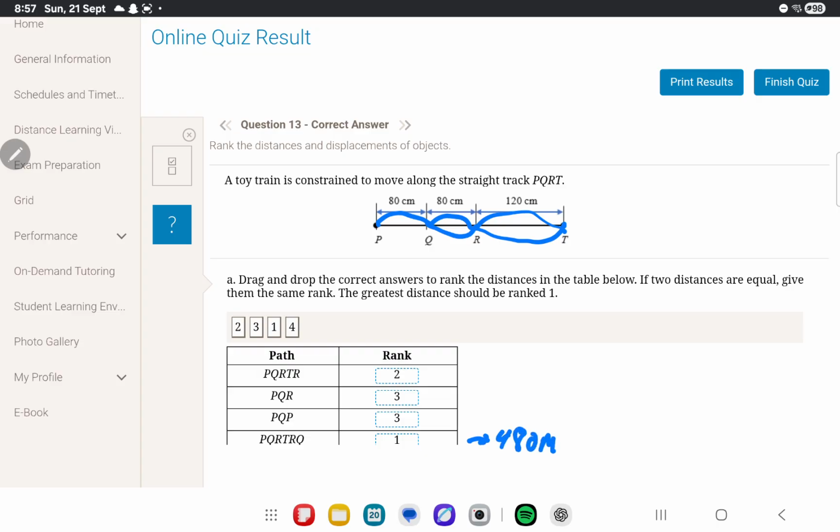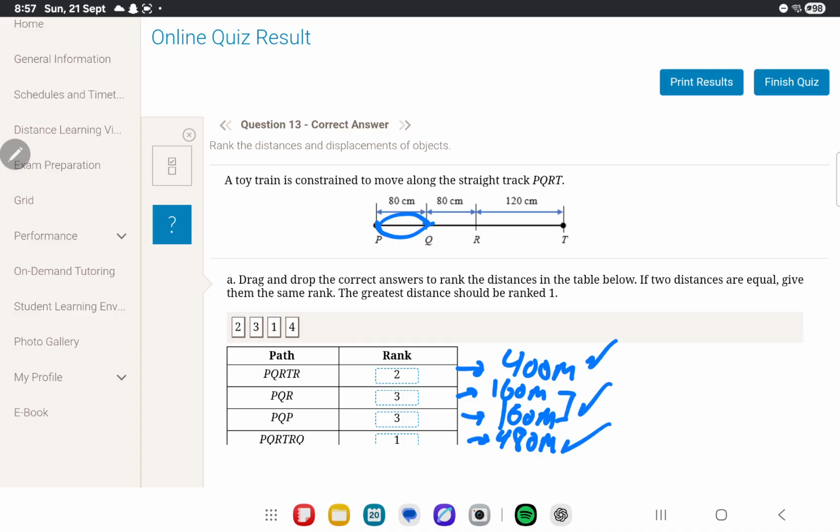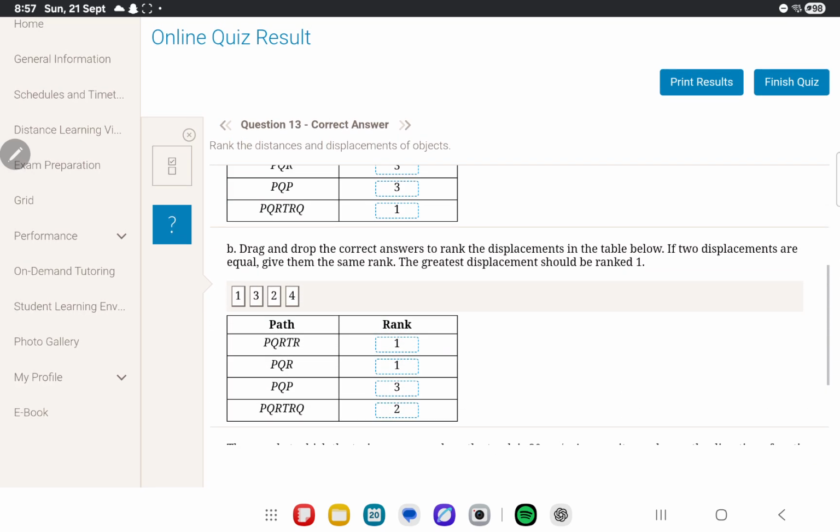Now, PQRTR. So it went from P to Q, then Q to R, then R to T, then back to R. So adding all of these up is 80 plus 80 plus 120 plus 120, which is 400. Okay, then PQR is just going to be from P to Q, then Q to R, which is 80 plus 80, which is 160 meters. And then PQP is just going to be P to Q, then Q to P, which is 80 plus 80, which is 160 meters also. So as you can see, this is the greatest, this is the second greatest, and these two are the same rank.